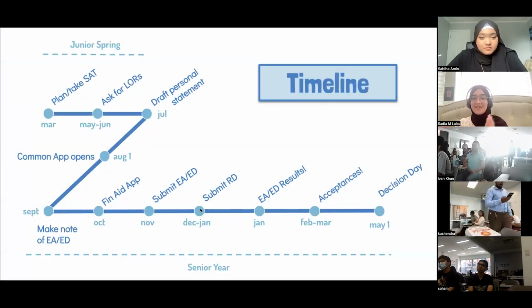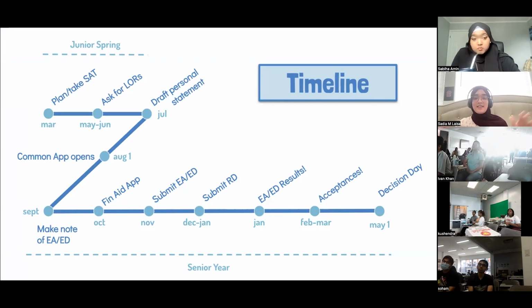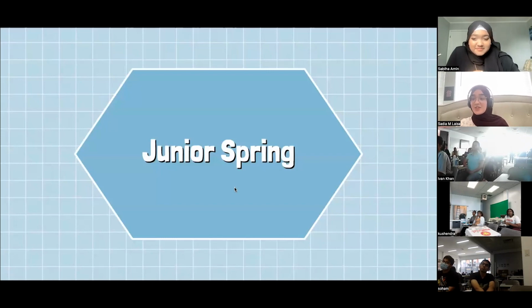Yeah. So this is the timeline. We start from the junior spring, when you register for and take the SATs. And then we move all the way to May of your senior spring, when you commit to your school. And hopefully, you're really, really excited to go to whatever school you're going to. Okay. So junior spring, what should you do?